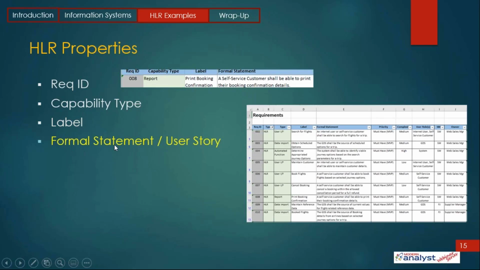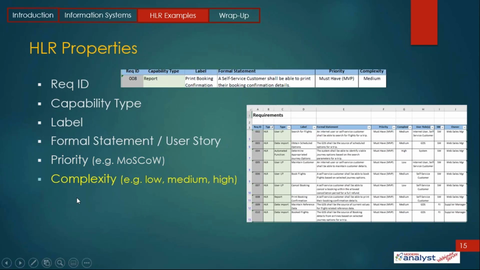There's our text. It can be a formal shall statement. It can be a user story. Okay, requirements are all supposed to have priorities, Moscow, whatever. So they can be assigned. Complexity, that's a useful thing to have. We'll talk about that later. But from a high-level perspective, for any capability, you'd either say low complexity, medium, or high. Simple report, a medium complexity report, a complex report. Same with the user interface.